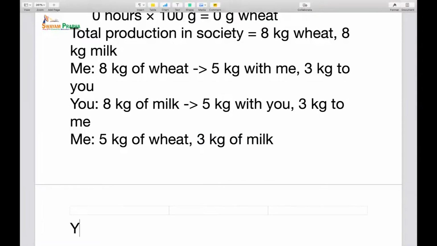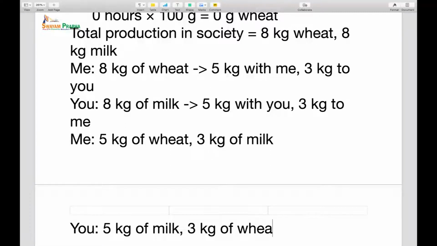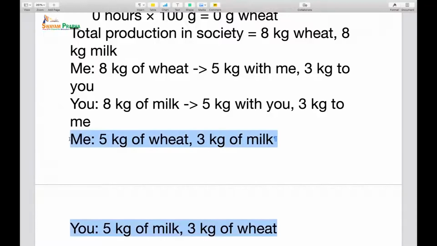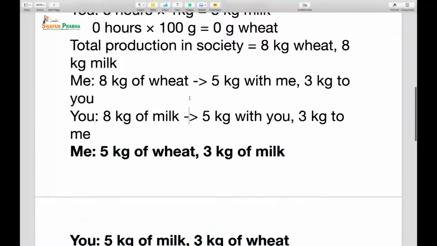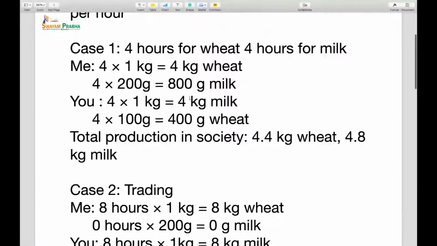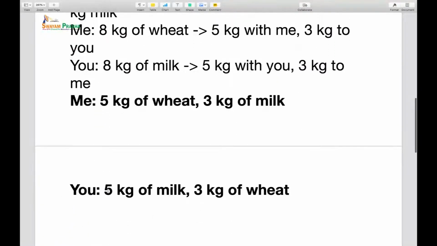And you have 5 kg of milk and 3 kg of wheat. Now let us compare this situation, 5 and 3, with the earlier situation in case 1. So in case 1, you were only having 4 kg of milk. Now you have 5 kg of milk. So the total amount of milk that you have is more.